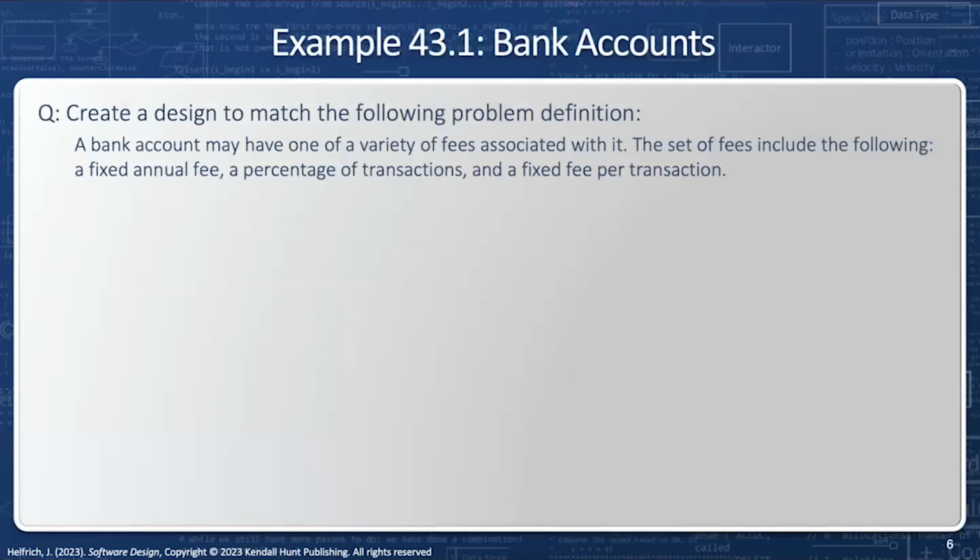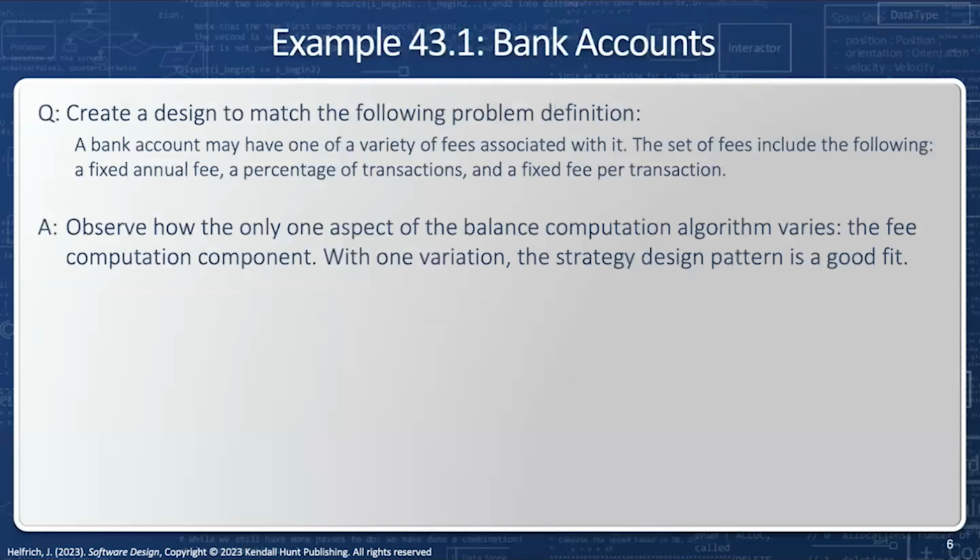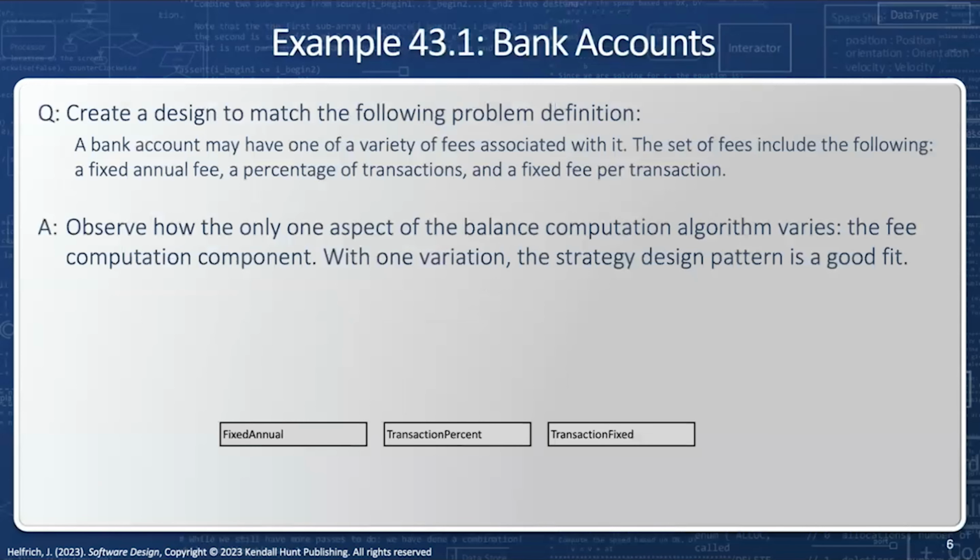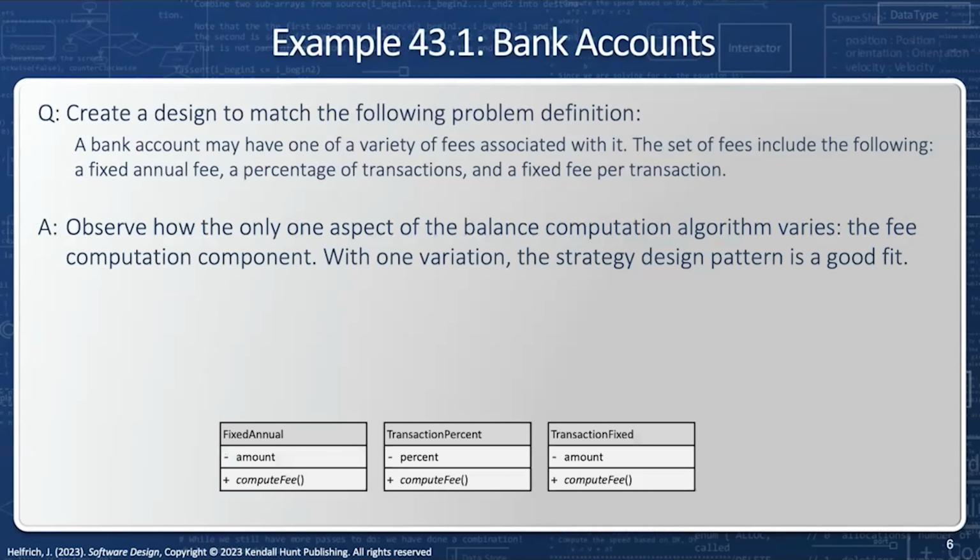Now, here's another example. I have a collection of different types of bank accounts, and I need to handle fees. There's a fixed annual fee, a percentage of transaction fee, and there's a fixed fee per transaction. So what I'm going to do is I'm going to create a fixed annual, a transaction percent, and a transaction fixed concrete strategy. And these will have a compute fee method associated with them. Notice they're going to have different private member variables, and those attributes are going to refer to the amount of the annual fee, the percent of the transaction fee, and the amount of the fee per transaction.